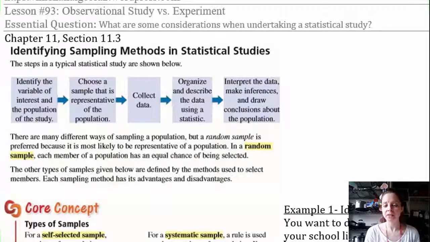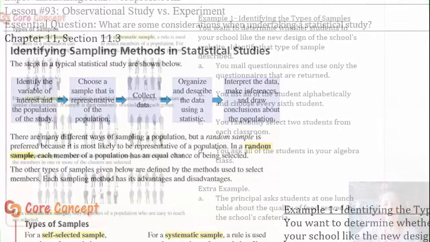There are many different ways of sampling a population, but a random sample is preferred because it is most likely to be representative of a population. In a random sample, each member of a population has an equal chance of being selected. The other types of samples given below are defined by methods used to select members. Each sampling method has its advantages and disadvantages.